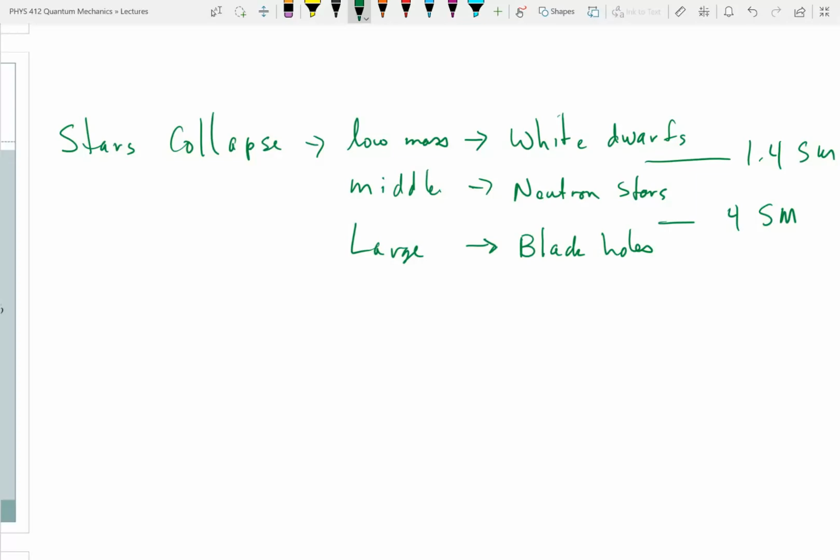This is not astronomy class. That's enough on that. Why am I talking about this? What's going on in stars right now? Our sun. What's going on in our sun right now? Fusion.